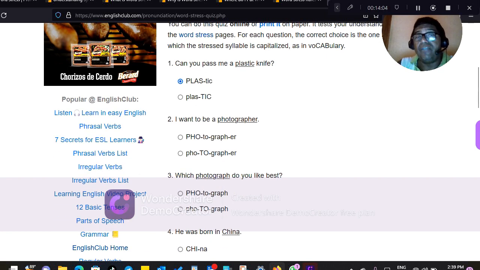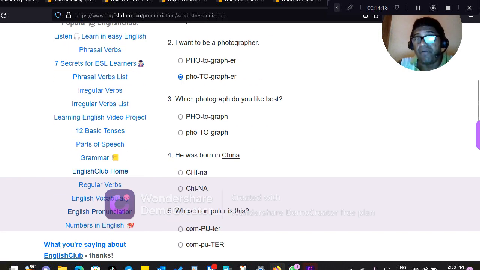I want to be a photographer. What is it? The first one or the second one? Yes. If you say photographer, the second one, you're right. Which photograph do you like best? Which one did you choose? The first one or the second one? Okay. If you chose this one, yes, that's correct.